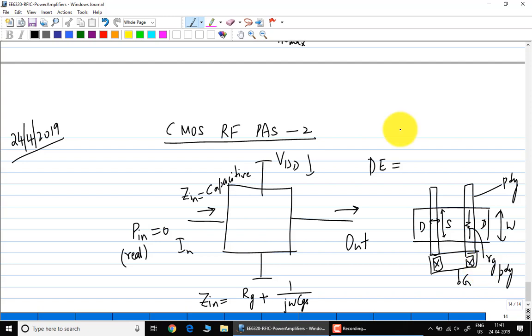So the problem is that this is a distributed resistance, it is not a fixed resistance, because you can think of the transistor as slicing this gate along the width of the transistor using infinitesimal sections. You have a whole bunch of these transistors in parallel. Each one of them has a different gate resistance. You can come up with the actual effective gate resistance for a given width.